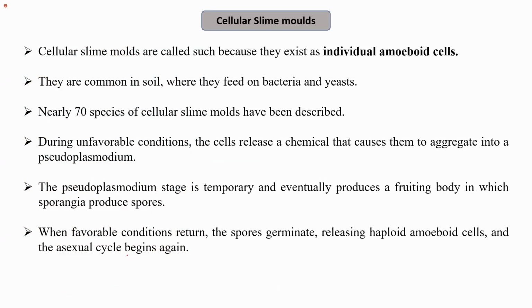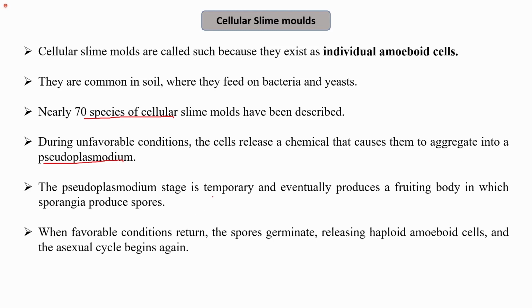The next is the cellular slime molds. Unlike plasmodial slime molds, cellular slime molds are so called because they exist as individual amoeboid cells. They are common in soil, where they feed on bacteria and yeast. Nearly 70 species of cellular slime molds have been described. During unfavorable conditions, the cells release a chemical that causes them to aggregate into the pseudoplasmodium. It's not a true plasmodium, but a pseudoplasmodium.